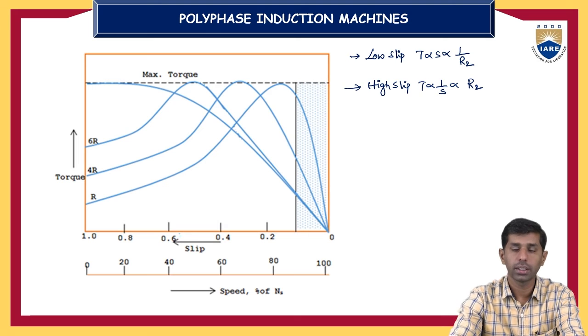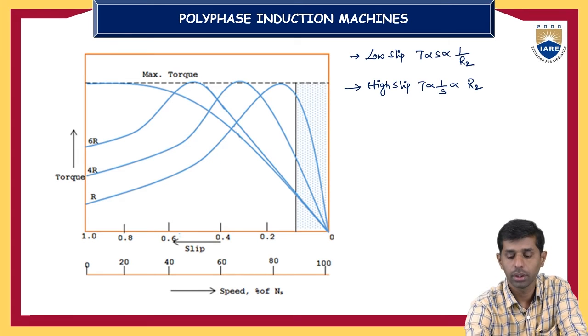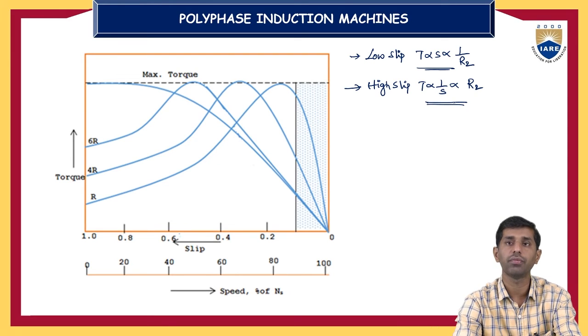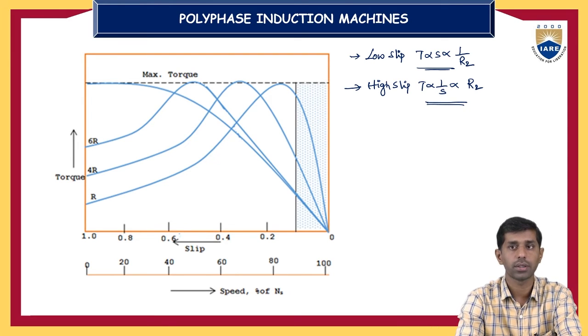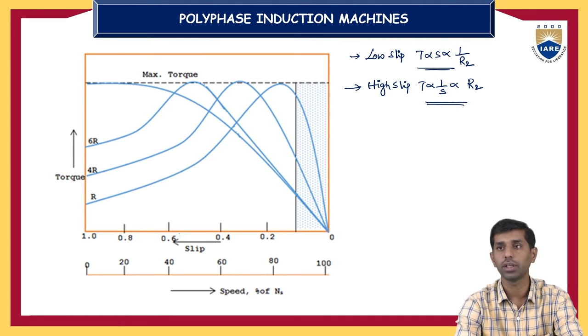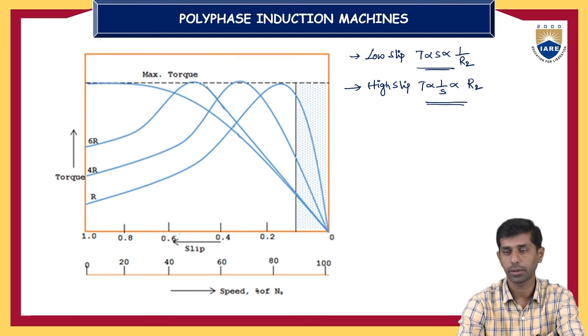So when we draw a characteristics graph between torque and speed as well as torque and slip, we will divide the operation into the low slip region and the high slip region. In the low slip region, this is the relation we have, and in the high slip region, this is the relation we have. So in such cases, we will look into the impact of rotor resistance on the performance of the induction motor in terms of the starting torque as well as the maximum torque corresponding to their slip.